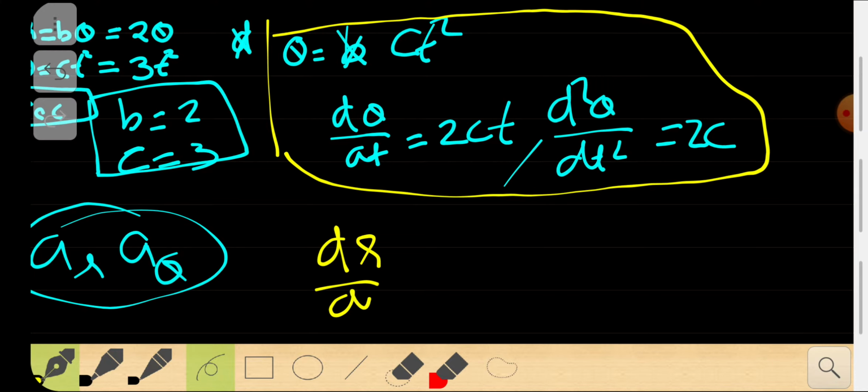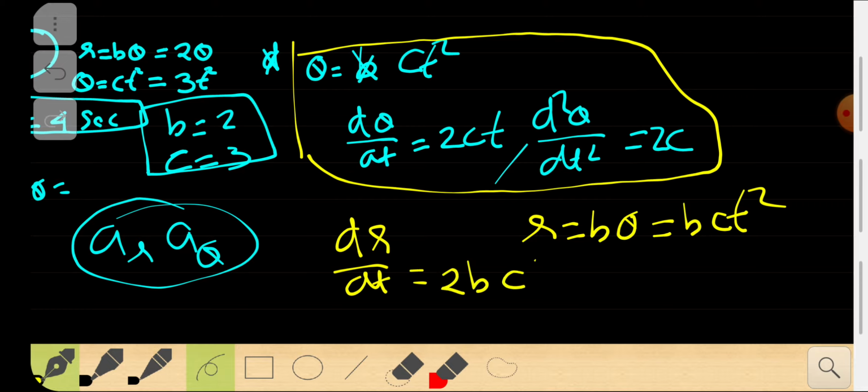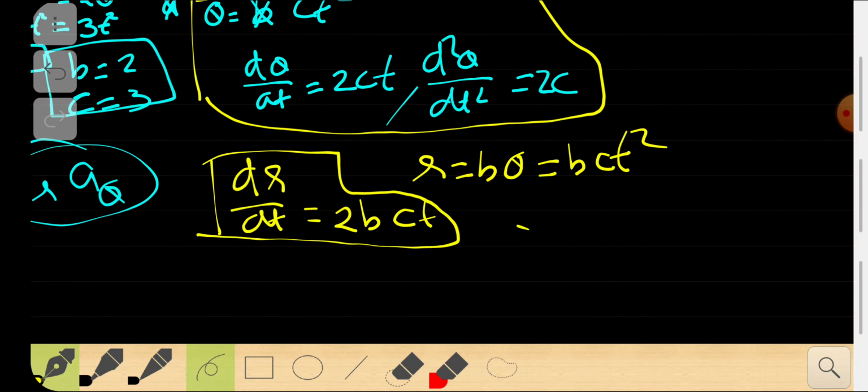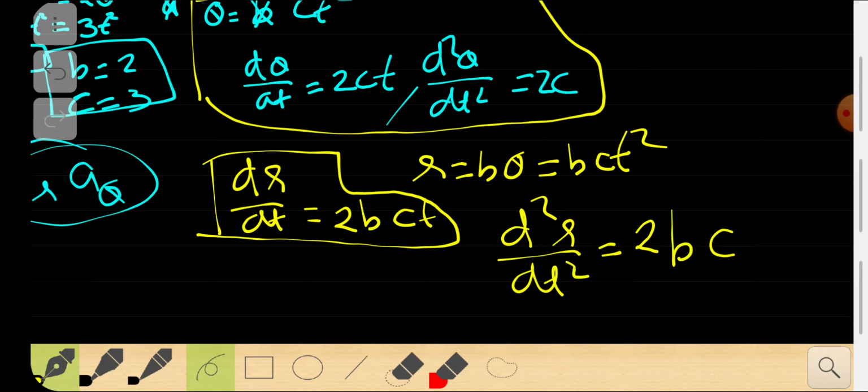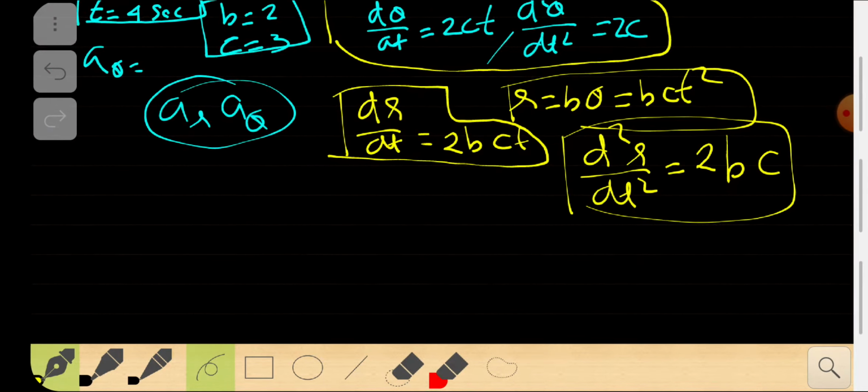Now dr by dt. Well, r is equal to b times c t square, so dr by dt is just going to be b times 2ct, so it's 2bct. Okay, I got that as well. And d square r by dt square will be 2bc. Okay, so we got them all. Now let's substitute into the equations of a.